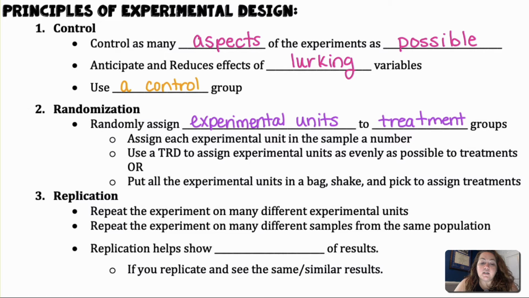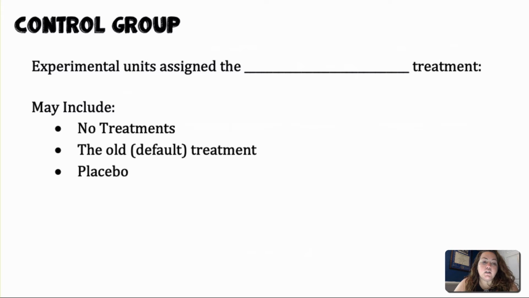Replication, repeat the experiment on many different experimental units. Repeat the experiment on many different samples from the same population. Replication helps show validity of our results. All right, so if you replicate it and you see the same or similar results, then we can say it's valid.